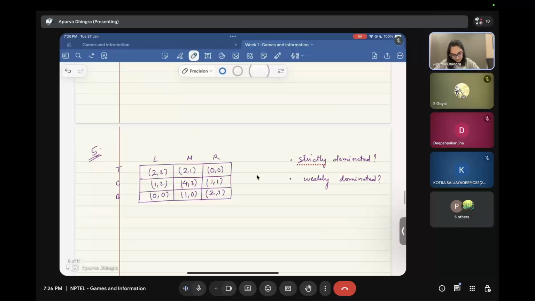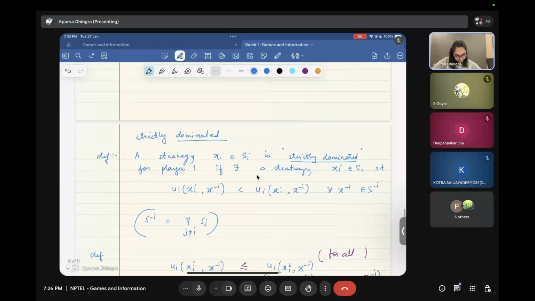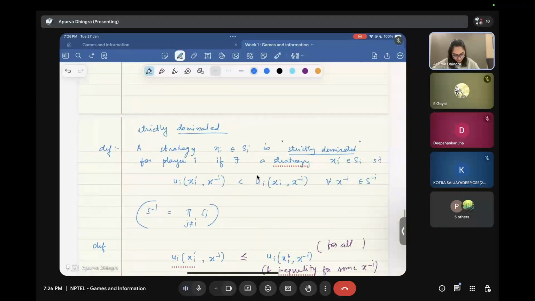Okay, let's do one thing. I have one more example, but we can do it at the end. Let's first quickly go through the theorems. I'm starting out with the definitions, I guess.